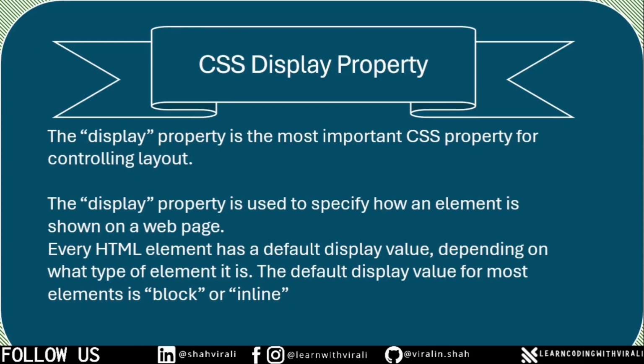In episode 18 of Introduction to CSS, we'll understand the most important property of CSS called display, which helps us understand how to display elements in your HTML web page. So let's get started. The display property is the most important CSS property for controlling layout in an HTML web page. The display property is used to specify how an element is shown on a web page. Every HTML element has a default display value depending on what type of element it is. The default display value for most elements is either block or inline, or in some cases it can be none as well.